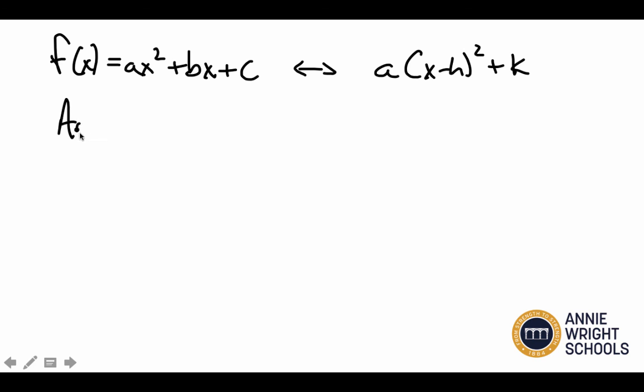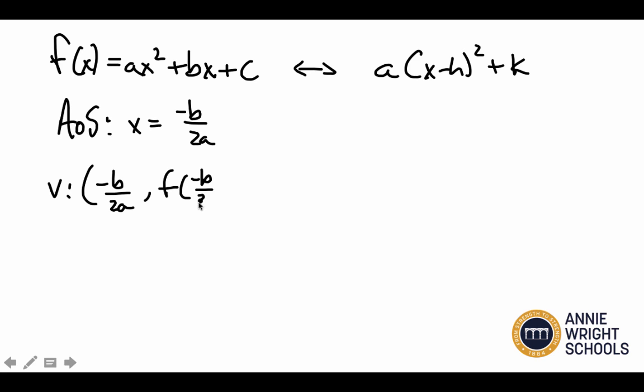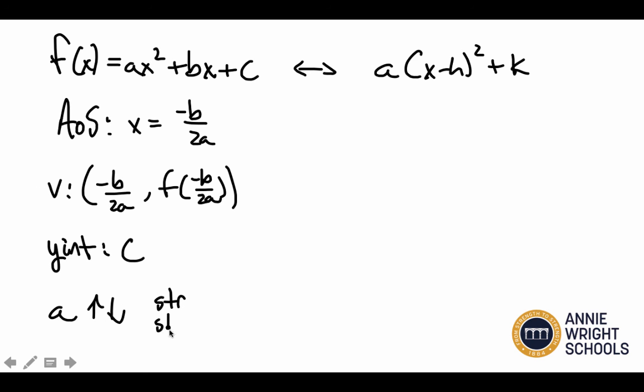Or you can, and I think you should know this, the axis of symmetry is x equals negative b over 2a. That means the vertex is at the coordinates negative b over 2a and then whatever f of that value is. Just plug in whatever that value is into the function, find the y value. And then the y-intercept is at c. A still tells you the same things, if it opens up or down or if it's a stretch or a shrink. And what I love is this a value here is the same a value there.